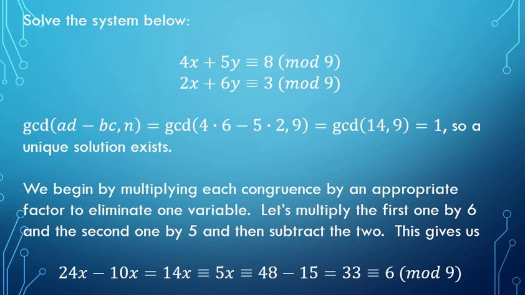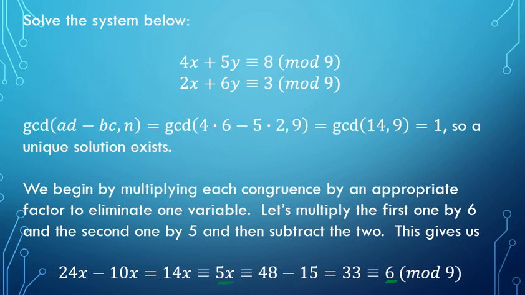I'm going to have 6 times 8, which is 48, minus 5 times 3, or 15. 48 minus 15 is 33, and take that mod 9, you get 6. So I'm down to the single linear congruence 5x is congruent to 6 mod 9.